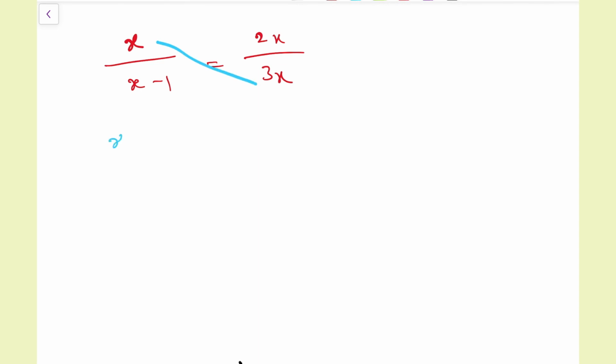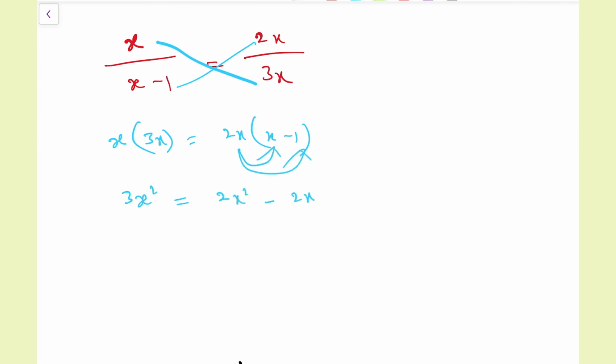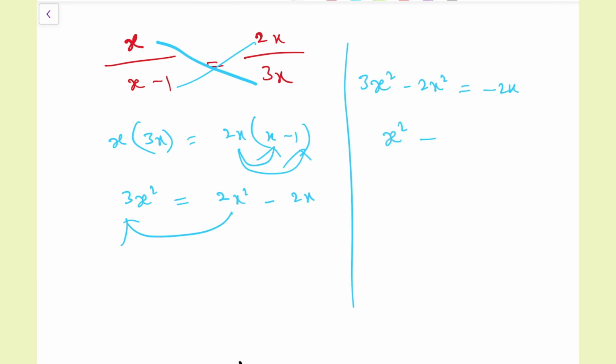X into 3x equals 2x into x minus 1. X into 3x is 3x square, 2x into x is 2x square, minus 2x into 1, 2x. Taking 2x square to the left side, we get 3x square minus 2x square equals minus 2x. 3x square minus 2x square is 1x square, equals minus 2x. Here on the right side we have 1x, so the x power will get cancelled. Then we will get x equals minus 2.